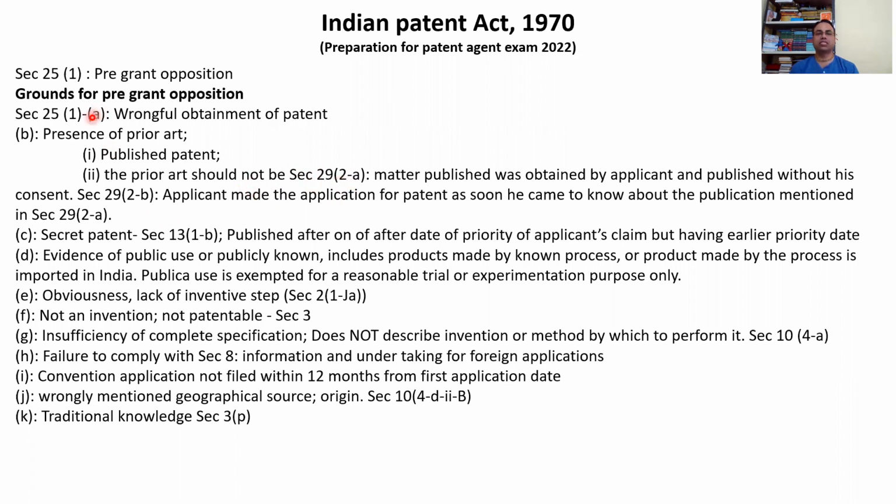You can just write: section A, wrongful obtainment, presence of prior art, secret patent or evidence of prior use, obviousness, not an invention or not patentable, insufficient complete specification, failure to comply with section 8, convention application not filed in 12 months, wrongly mentioned geographical sources, traditional knowledge. So this way you can write. Please make your own notes. However, this video and this discussion are available for you to use. So in a very short way. Okay, was it helpful this way?